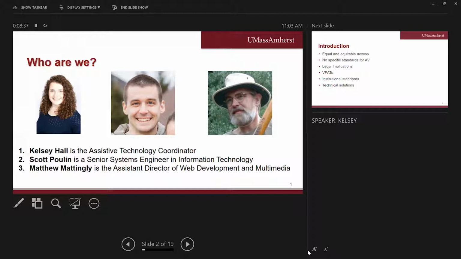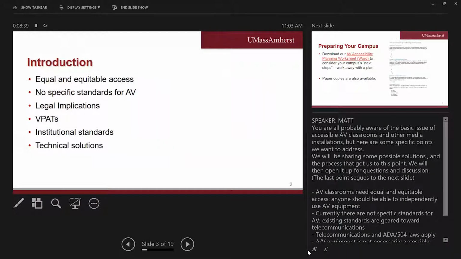So we're going to get started. Okay, so we're starting with just an introduction to the issues. You're all probably aware of the basic issue of accessible AV classrooms and other media installations, but there are some specific points we want to address. We also will be sharing some possible solutions and the process that got us to this point. And after that, we're going to open it up for questions and discussions.